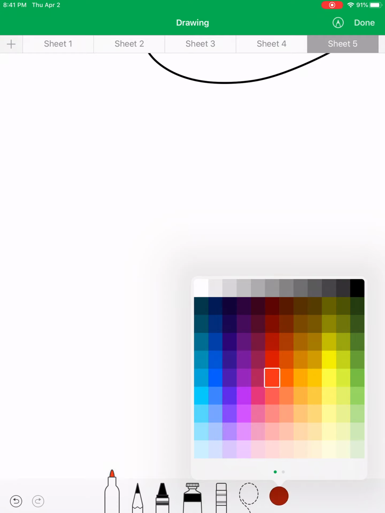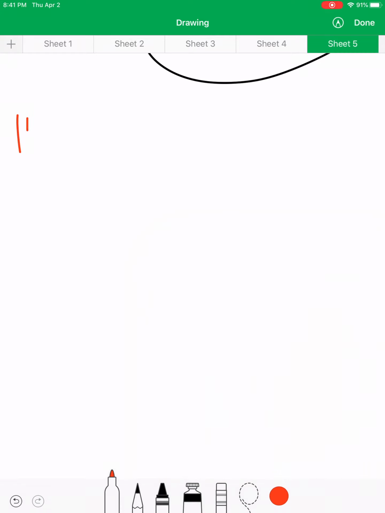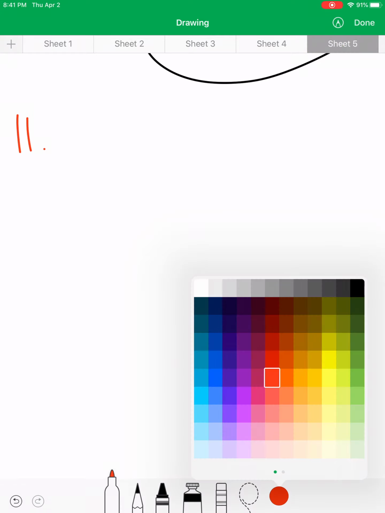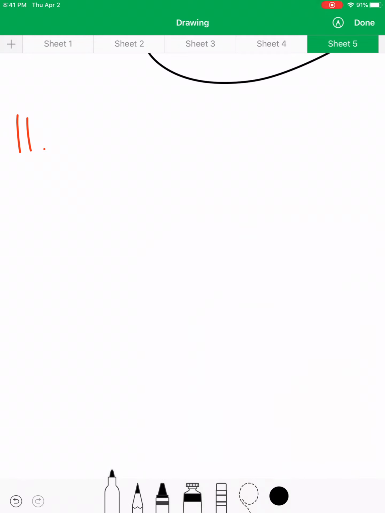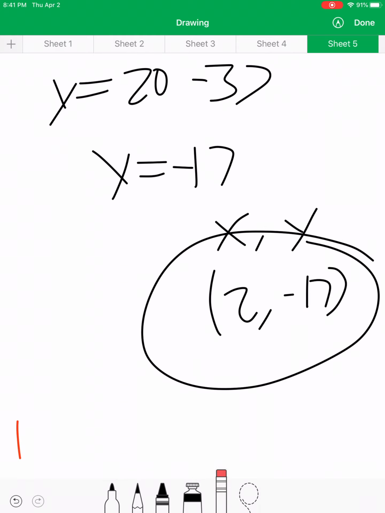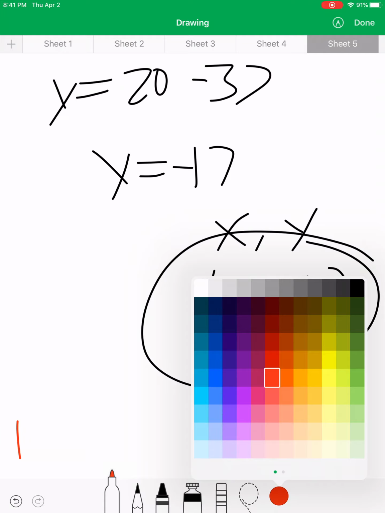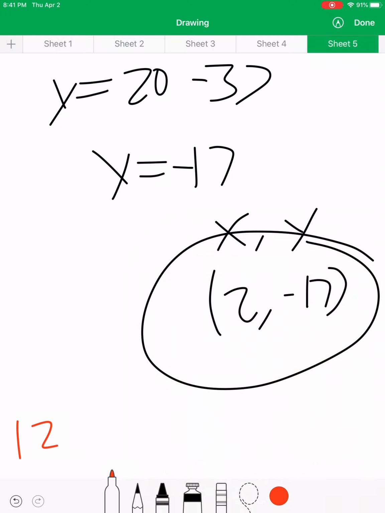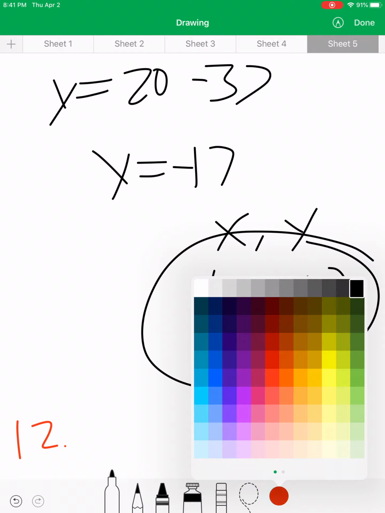All right, moving on to number 11. Number 11, oh, that was number 11. We're on number 12 now. Number 12. There we go. Sorry about that.